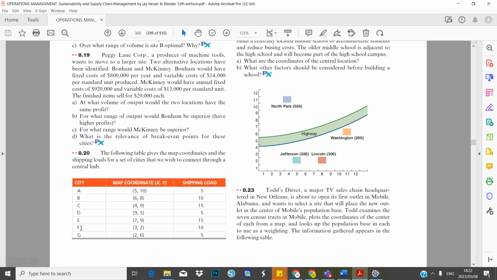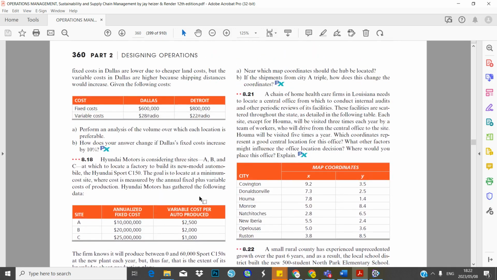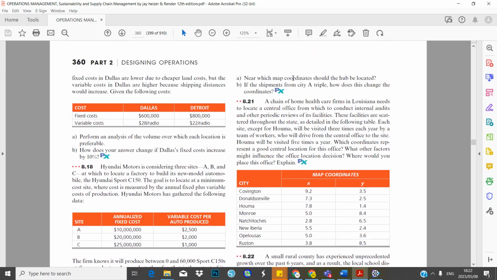So we have these locations here. We have the x and y coordinate, and then here we have the load, which means that from city A, for example, the first store, it is located like this on the map, and then this is how much you need to go to that unit. B, this is the second store, this is the coordinate on the map, and this is how it works. So this is the information that we have. The next part says: now near which map coordinate should the hub be located if the shipment from city A triples? How does it change the coordinate?